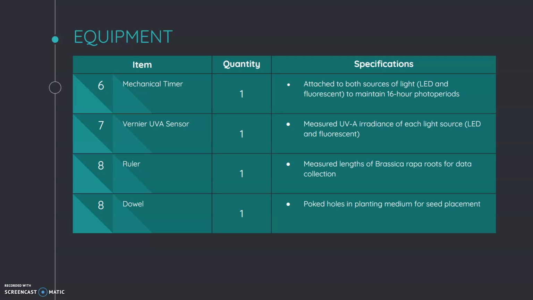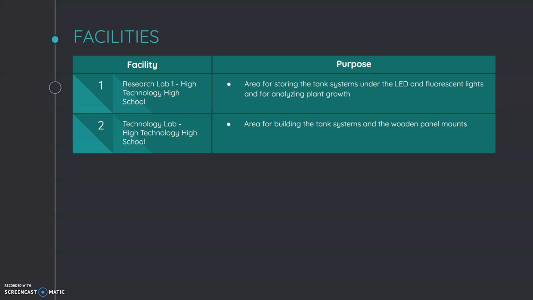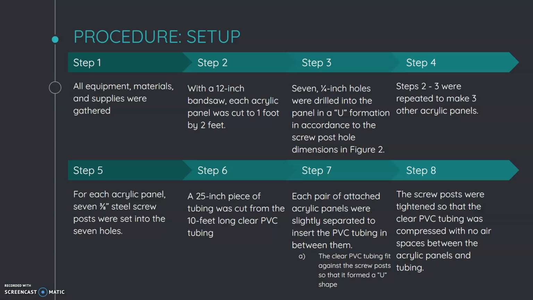The dowel was used to poke holes in the planting medium for seed placement. My facilities were both located in my high school. Specifically, I constructed my tank system in the technology lab, and I conducted the experiment in my research lab.